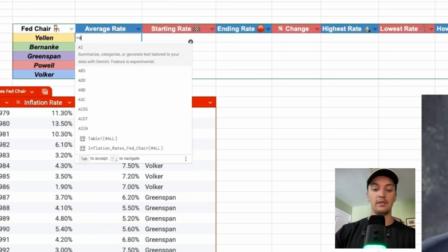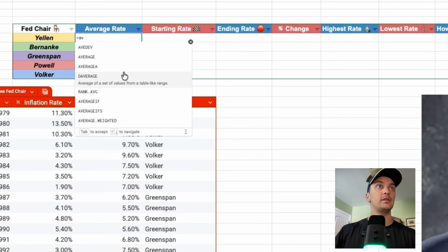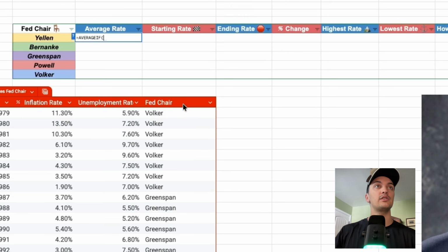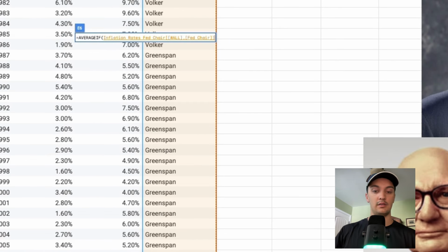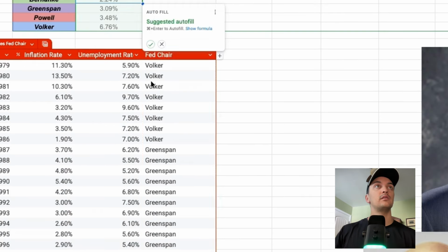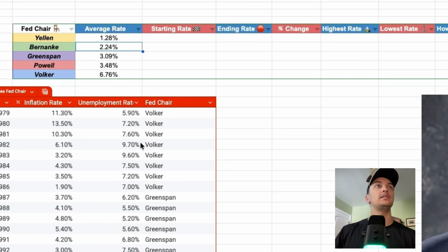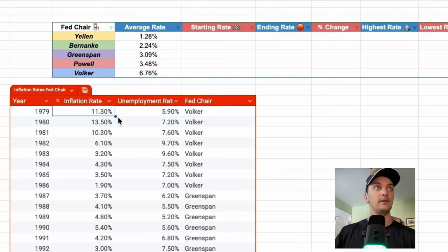And we're going to use an average if formula to pull in the average inflation rate during their tenure. Okay. And so we see that Volcker had the highest average and Yellen had the lowest average, and the rest were all kind of close there. But let's pull in these starting rates to see how they're doing. So we'll start with Volcker. It looks like his starting rate was the highest, 11.3.